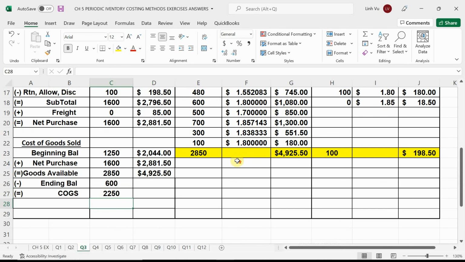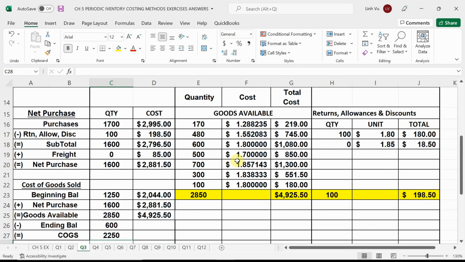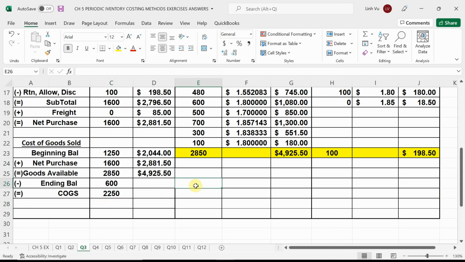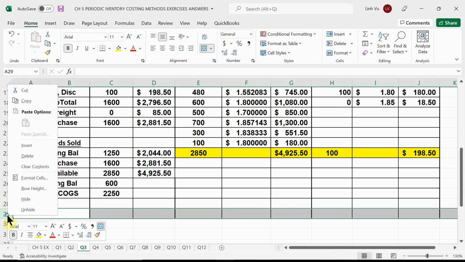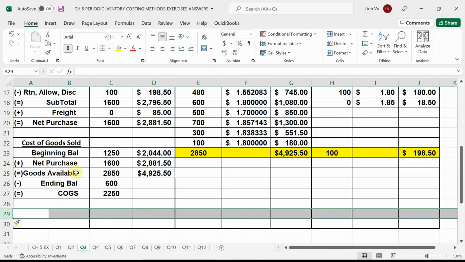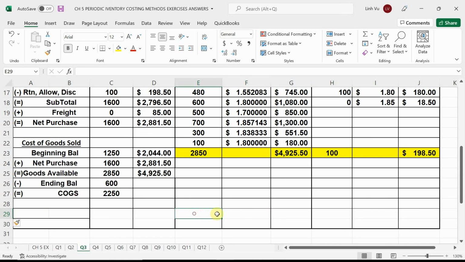Let's see, how many items do we have here? Okay, so we have 3 that we carried from the beginning, and then 4 that we are going to carry from our purchases. Okay, so that's 7 batches. 1, 2, 3, 4, 5, 6. So I'm going to add 1 extra line here, to get our total amount that we are going to calculate here.